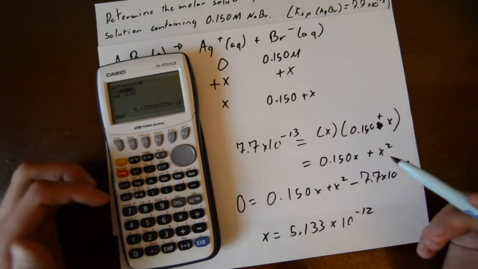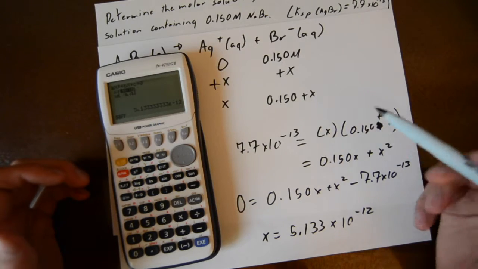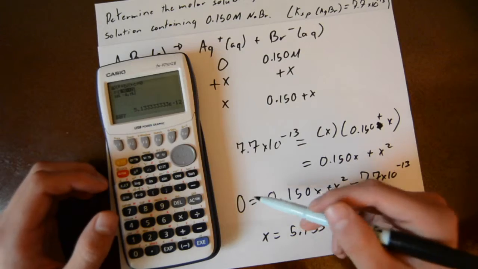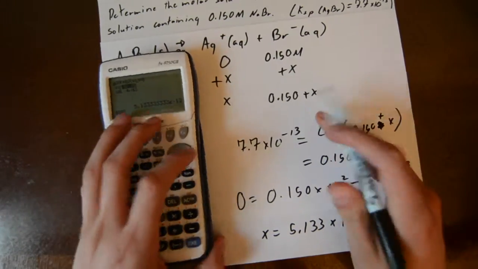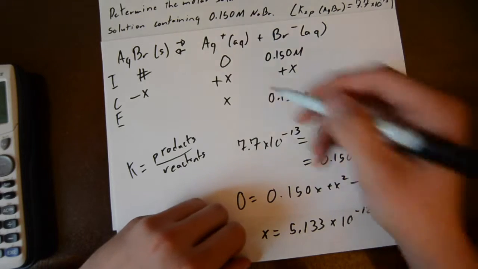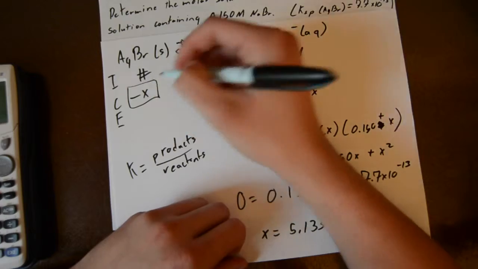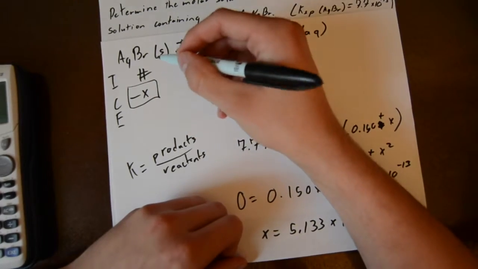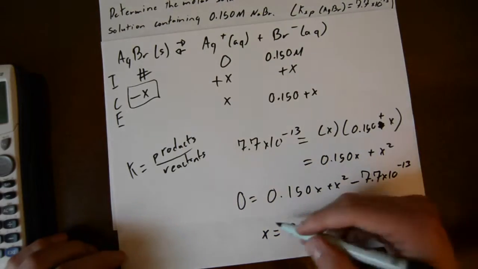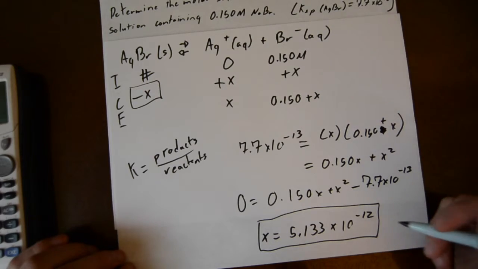If you don't have a quadratic function on your calculator, you can just graph it out, and where it intercepts where y equals 0, that'll be your x value. And so x is this value. And as you look over here, X is the amount of silver bromide that dissociates in solution. So this is your answer. This is the molar solubility of silver bromide.